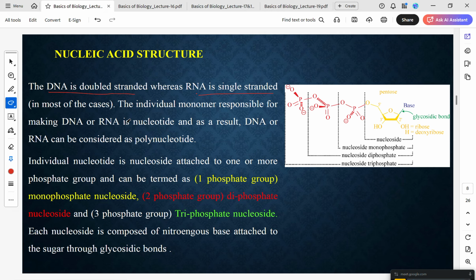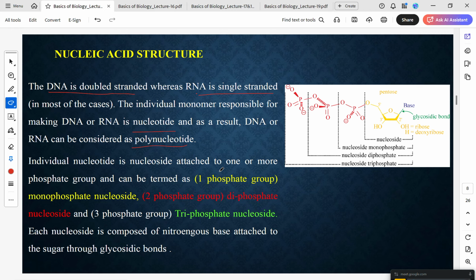The individual monomer is called a nucleotide, and the whole structure can be called a polynucleotide. If you add poly to the basic structure, it makes up the whole system.